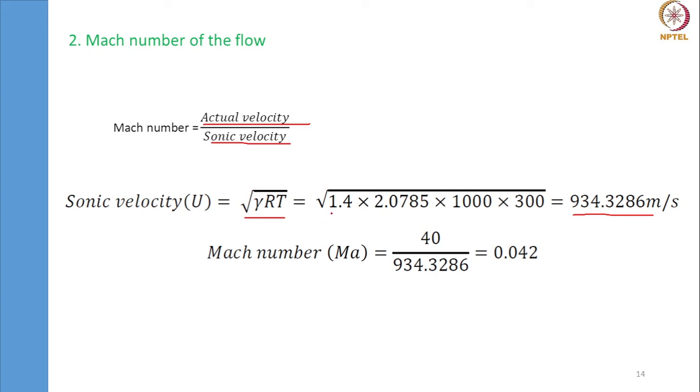Oh, this should have been not 1.4, this is 1.67. So kindly make a correction there. It is a monoatomic gas. Gamma is not 1.4, it is 1.67. So you can correct the sonic velocity accordingly. So the Mach number comes out as actual velocity, which is already given to us, to the sonic velocity, which we found out from this.